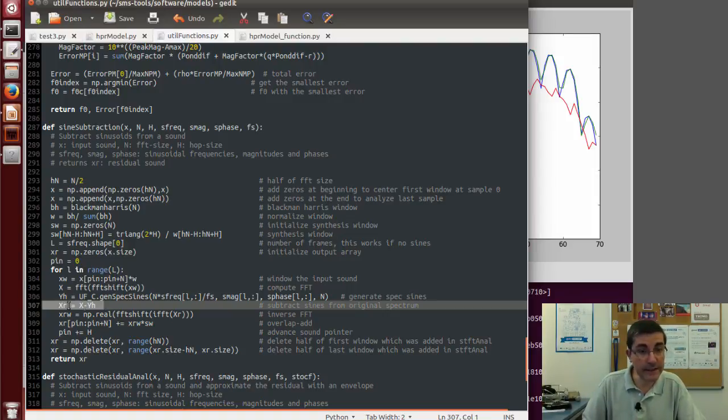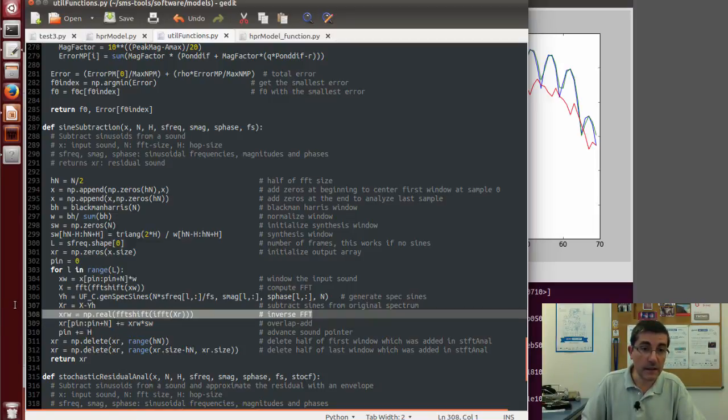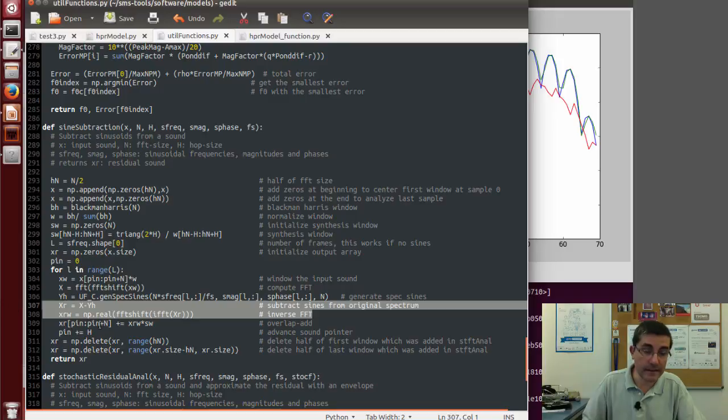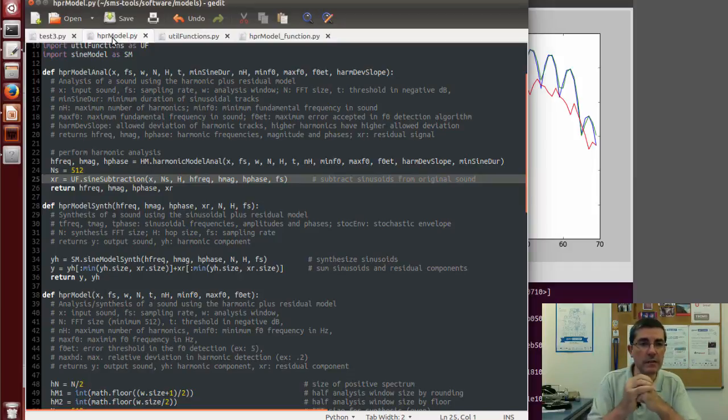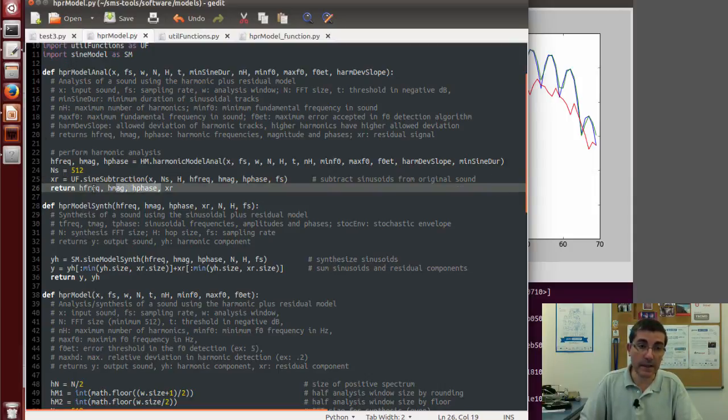And that's all. And then it synthesizes the residual signal back and undoes the windowing effect, so we can do the overlap correctly. That's what the sinusoidal subtraction does, and it returns, of course, the residual signal. And the output of the analysis is the harmonic frequencies, magnitudes, and phases, and this residual signal.